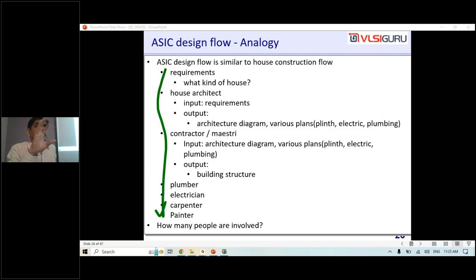Can one person do the entire work? No, right? Same way with the ASIC design flow, one person cannot do everything. In which case can one person do everything? Let's take house construction only. If you are building a small room, I can have one person do everything because it's a very simple requirement. If the design is more complex, the house is more complex, you need more people to be involved.